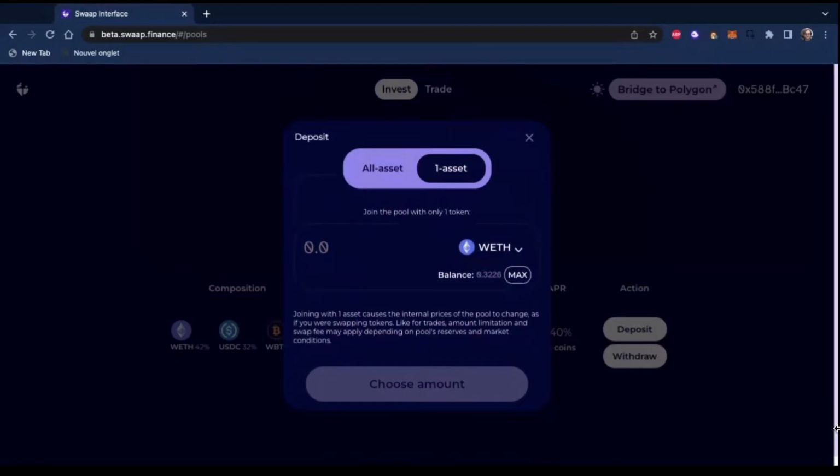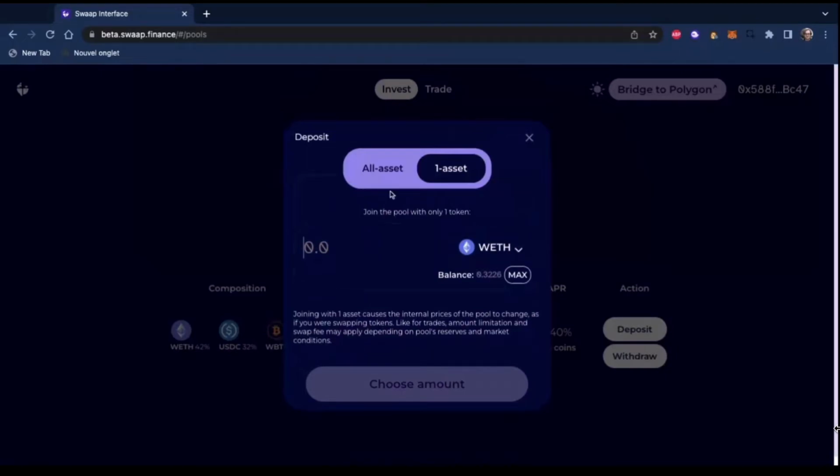Essentially, you will be able to join the pool with one token using the aggregators as routes for your join with liquidity. We really want to give liquidity providers the best experience. So what that means is that you're going to get the best rates on chain in order to join the pool with just one asset.